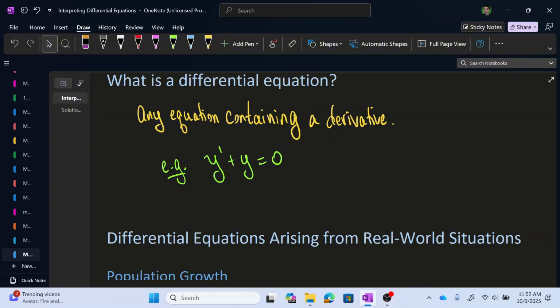And as the course goes along, we are going to learn about what it means to solve equations like this, and we're going to learn the different techniques that can be used to get solutions to equations like this. For now, let's just see how differential equations can appear from some very common real-world scenarios.